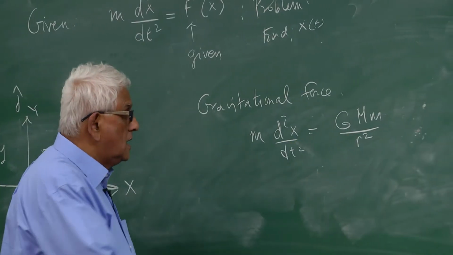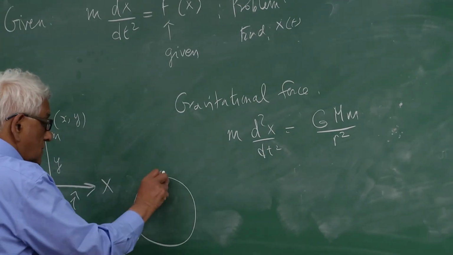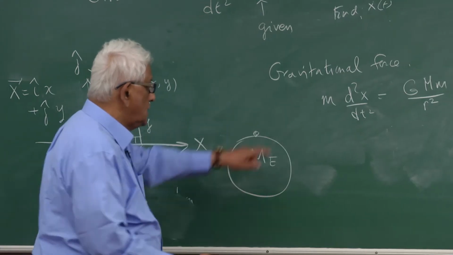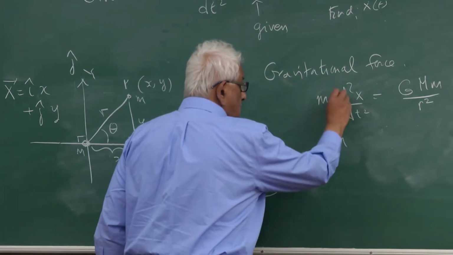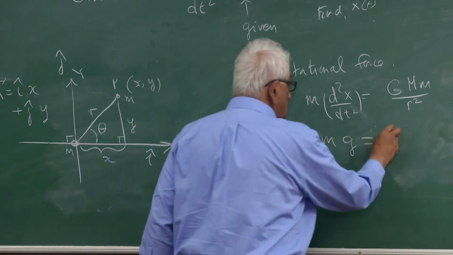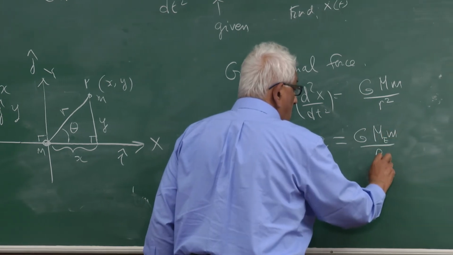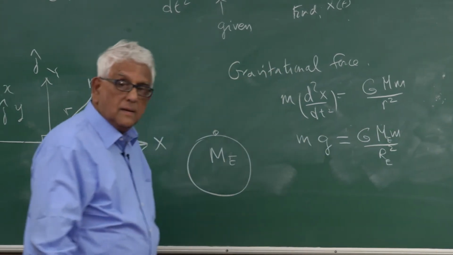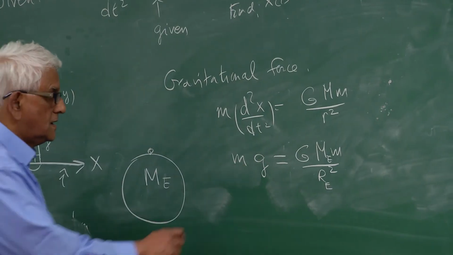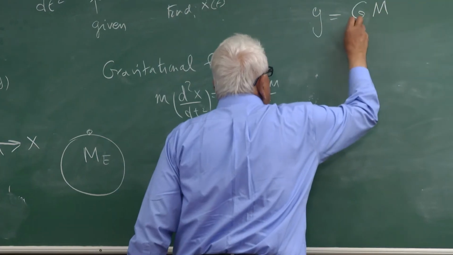Okay, so if you are on the surface of the Earth, this is your little m here, this is capital M, the Earth, right? Then we know that the acceleration due to gravity is g, that is equal to G M over R Earth squared. So that tells you that g is equal to G M Earth over R Earth squared.